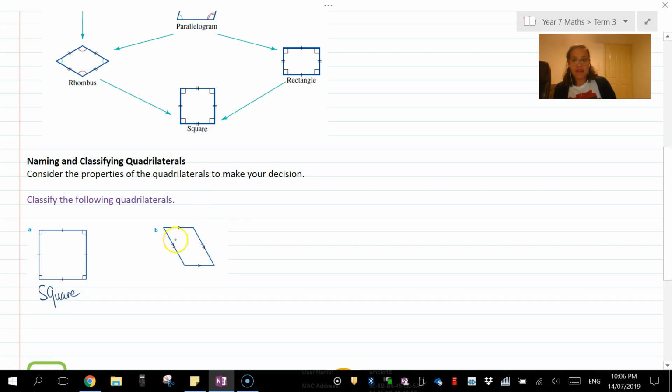square, and B here, new symbols. These little lines, or arrows, indicate that these are parallel lines. You'll see that they have matching arrows, and these guys have matching arrows. So they are parallel. 2 pairs of opposite parallel lines, and that indicates to us that it is a parallelogram. So that is enough information to make that decision.